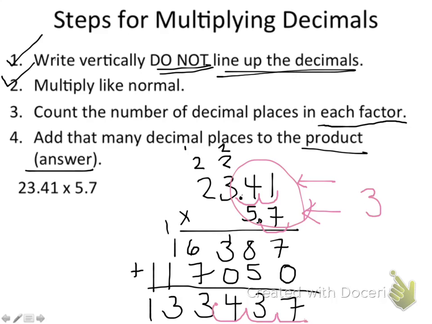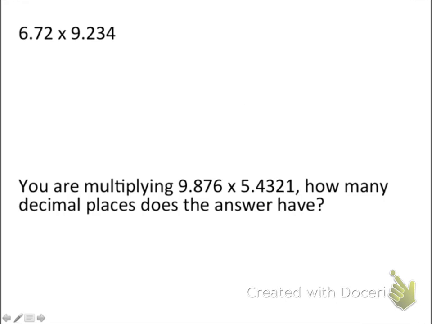Alright, now we're done the first example. If you'd like to, you can watch this example or continue. We're going to do another one. Please write this example down on your guided note as well. We're going to follow our steps again. So our first step is to write it vertically and not line up the decimals. Here we have 6 and 72 hundredths times 9 and 234 thousandths.